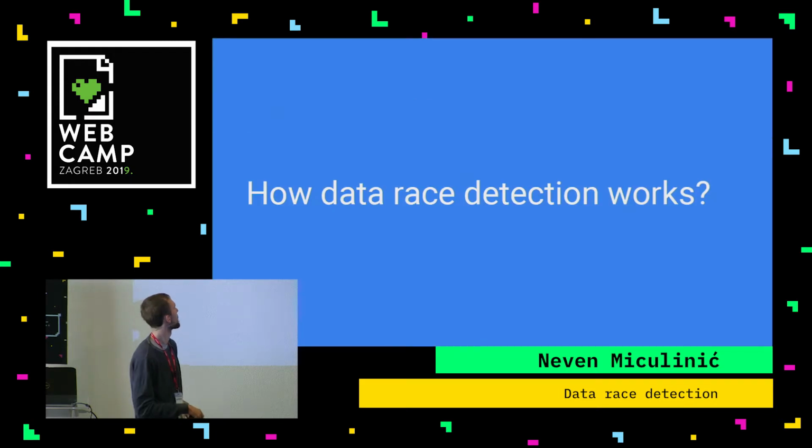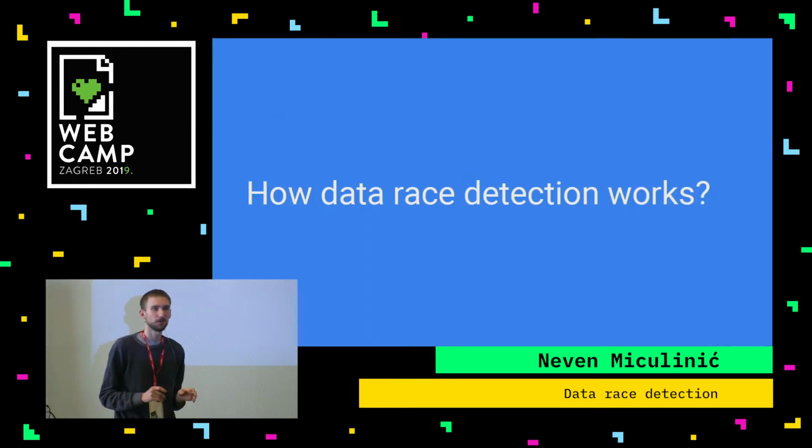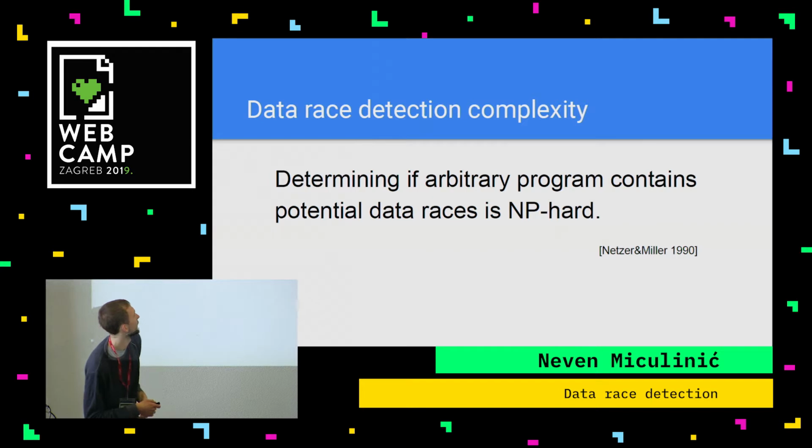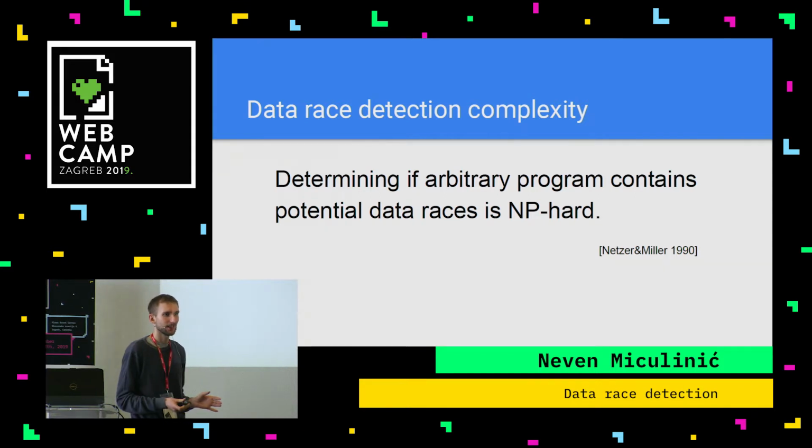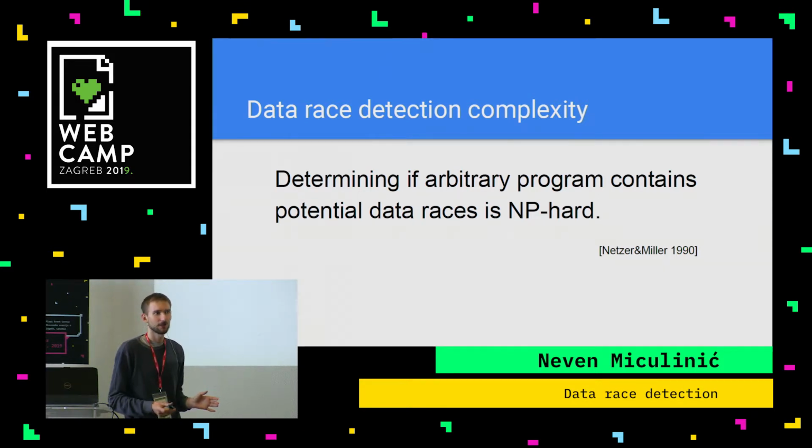Anyway. Now we're going to go into more detailed descriptions of how the algorithm works underneath the hood. Now the bad stuff, because if you want to determine if some arbitrary program has a potential data race, it's kind of NP-hard, so for all practical purposes, it's completely infeasible. All useful algorithms do some tricks where they trade off performance for accuracy.